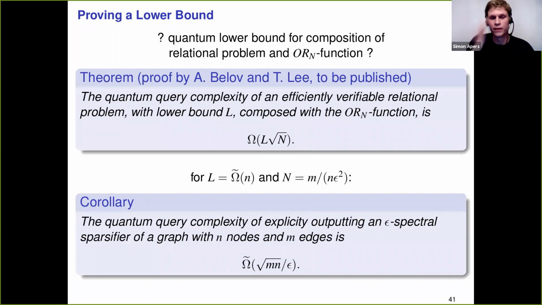And in our case, we can prove a lower bound of omega tilde n on the relational problem, and capital N in our case is m over n epsilon squared. And combining these things and throwing everything together proves that the quantum query complexity of explicitly outputting an epsilon spectral sparsifier of a graph, which has n nodes and m edges, is omega tilde square root mn over epsilon. So it basically proves that our algorithm is optimal up to polylog-factors.